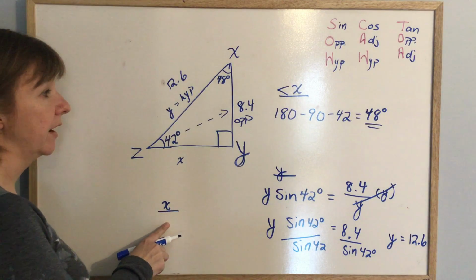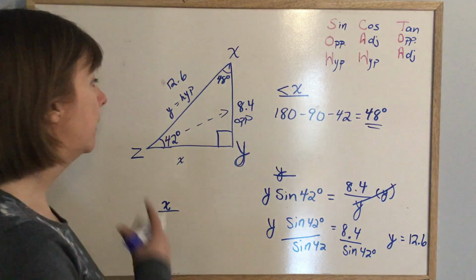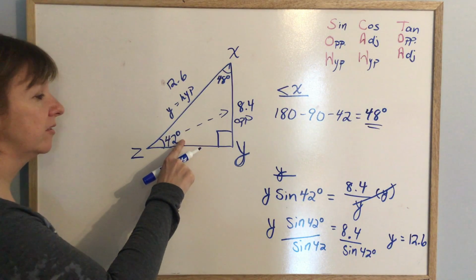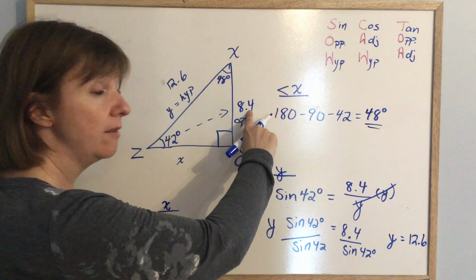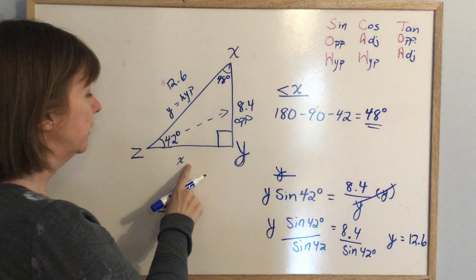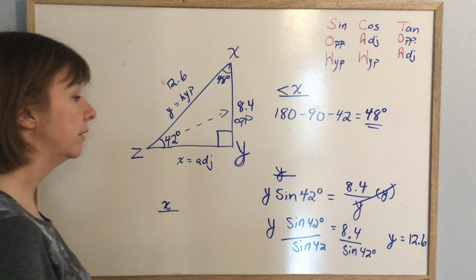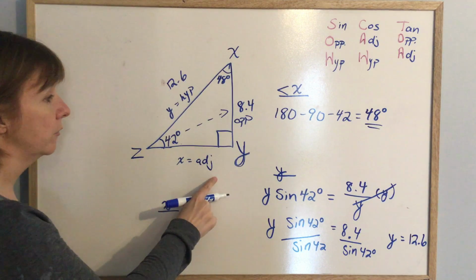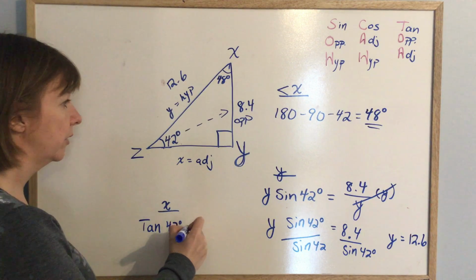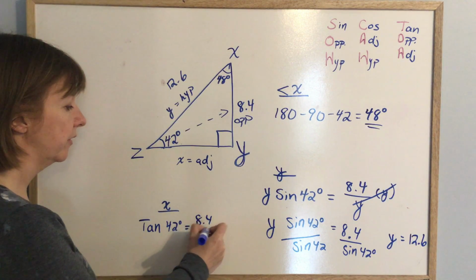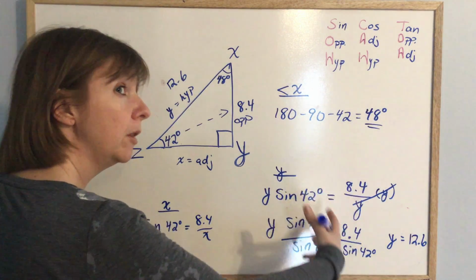I need to figure out side x. Again, there's a bunch of different ways I could choose to do that. I'm going to do it this way. I'm going to stick with this number and this side because they gave them to me. That's opposite, but I want to know this side, which according to this reference angle would be the adjacent side. So opposite over adjacent would mean tan. And so I would say tan of 42 is the opposite side, which is 8.4, over the adjacent side, which I don't know.